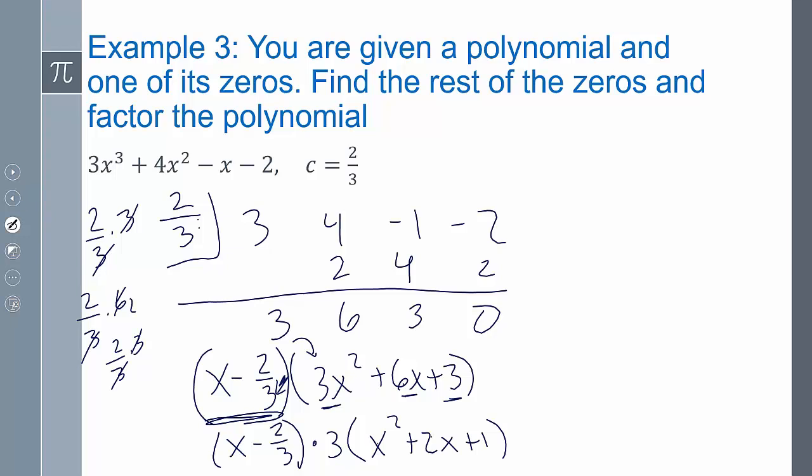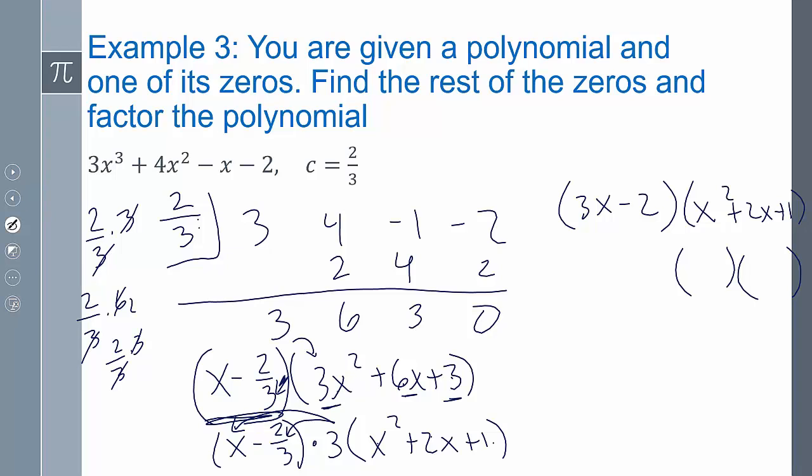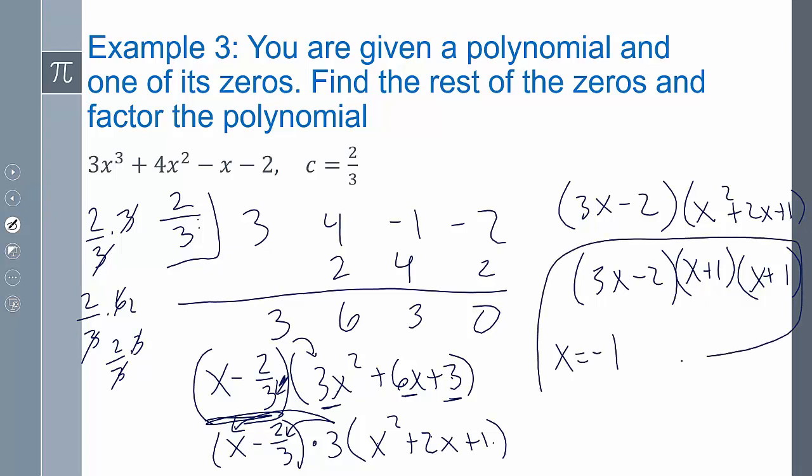Divide by 3, divide by 3, divide by 3. Then that 3 distributes into that fraction. So then you're going to get 3x minus 2. See, the fraction disappeared. And now this factors a times c, 1, factors that add to 2, 1 and 1. So the rest of the zeros are going to be negative 1, and then there's my factored form. You could also write it as x plus 1 squared.